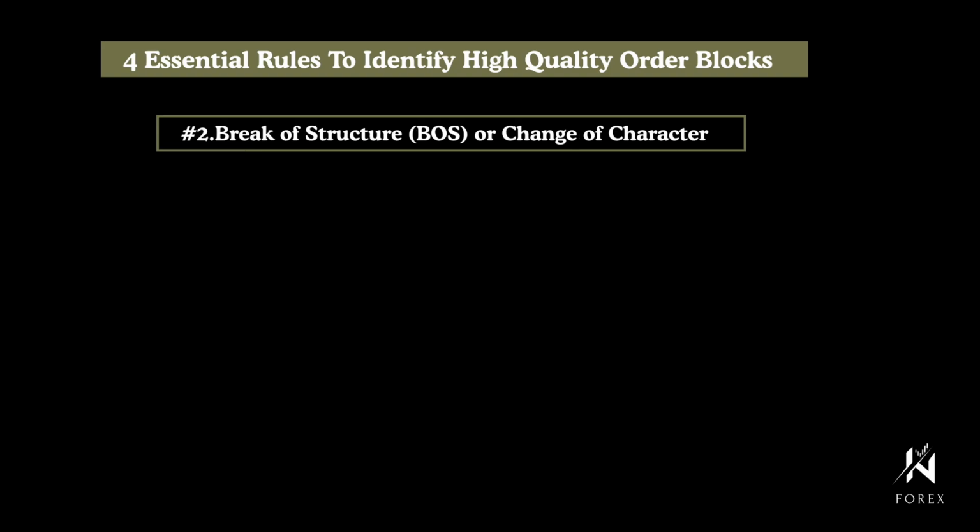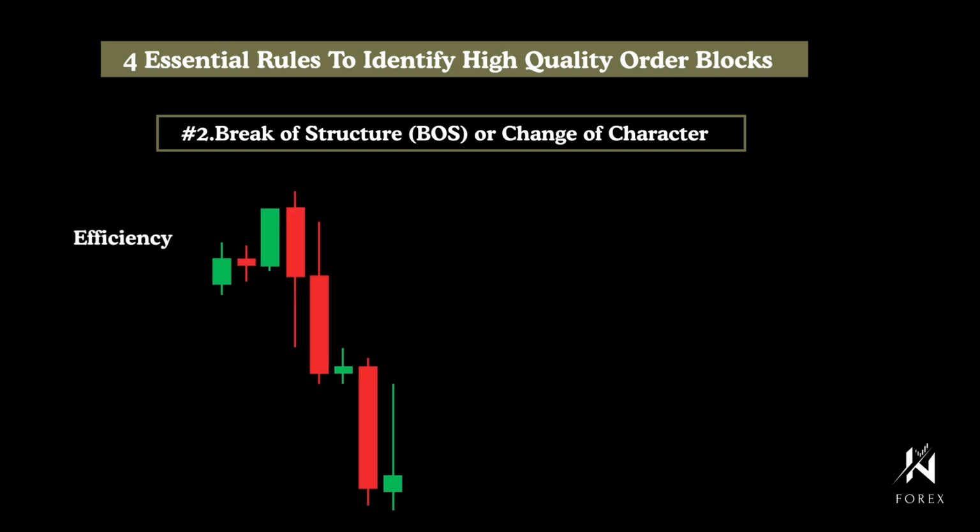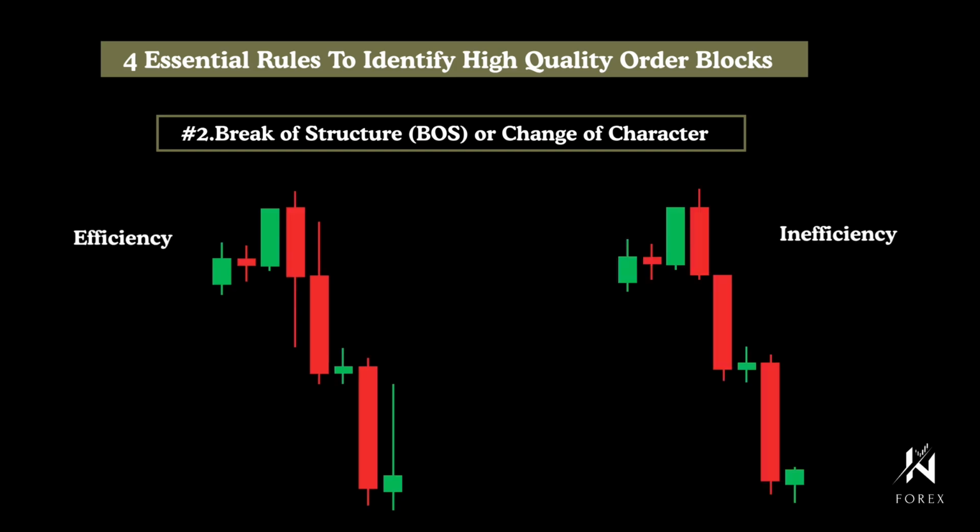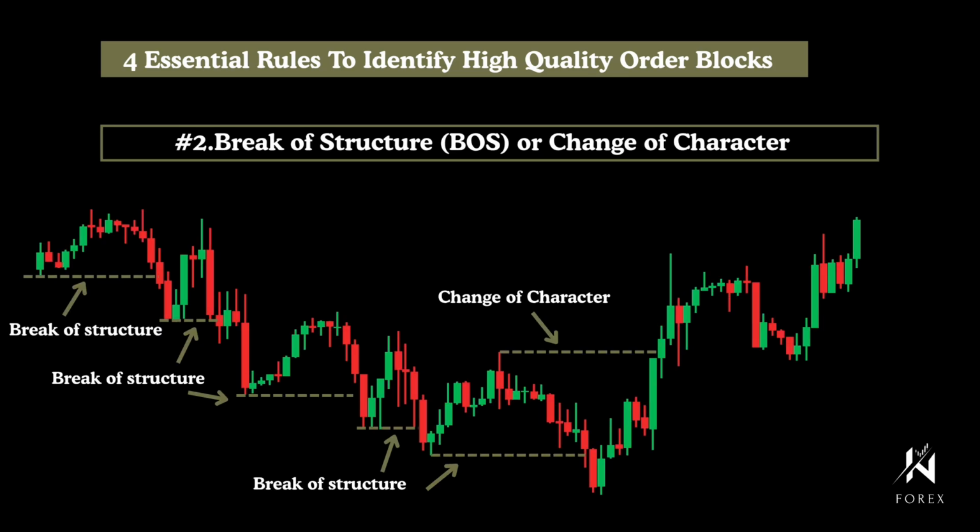Rule 2: Break of structure, BOS, or change of character, CHOCH. A high-quality order block must lead to either a break of structure or a change of character in the market. A break of structure signals continuation of the prevailing trend. A change of character signals a potential reversal or shift in market direction. The order block becomes more reliable if it contributes to or follows these significant structural changes.